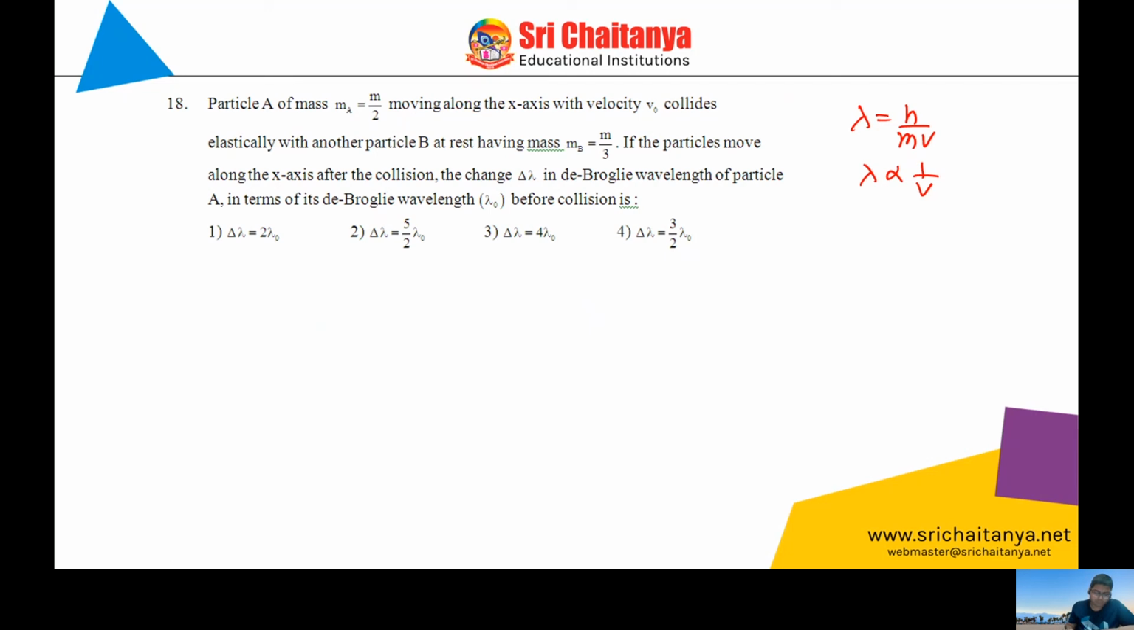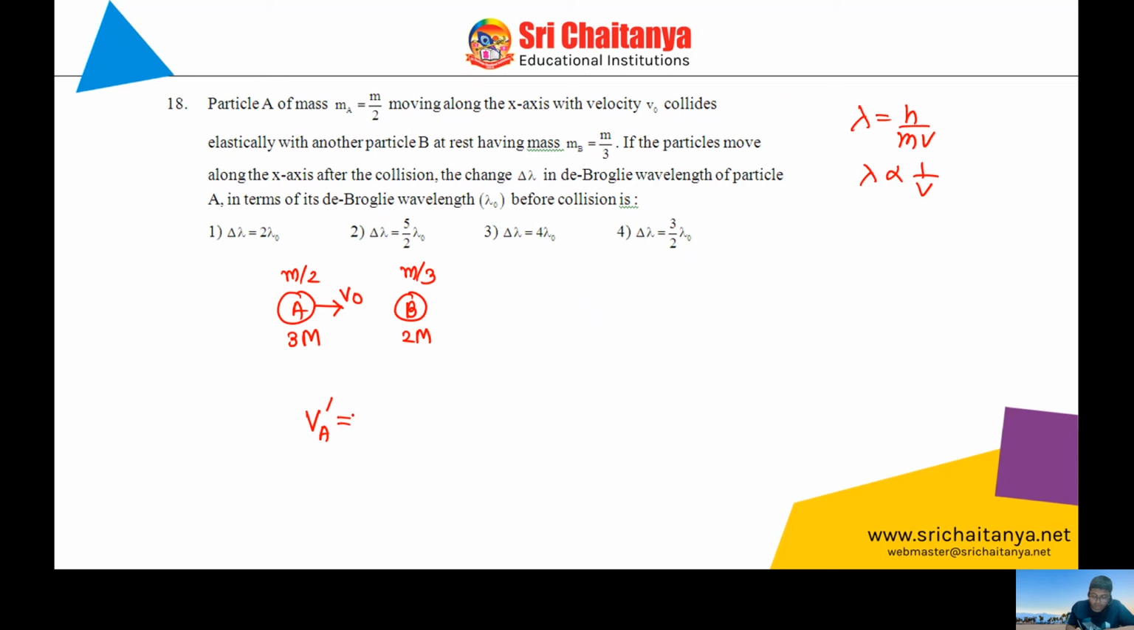Here we have two particles A and B, and their masses are m by 2 and m by 3. I do not like to work in fractions, so rather I will write it as 3m and 2m because the ratio is maintained anyway. Without loss of generality, I can do that. Before the collision, A was moving with a certain velocity v naught, and B is stationary. We are required to find the change in de Broglie wavelength of particle A, so we need to find the velocity of A after the collision.